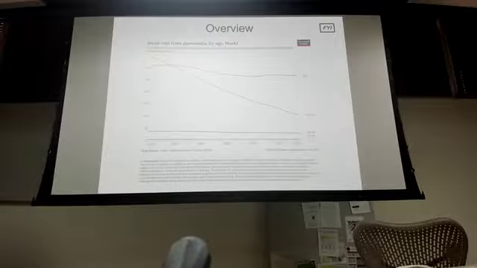But this decrease is a lot because of vaccines and early diagnosis and early intervention.